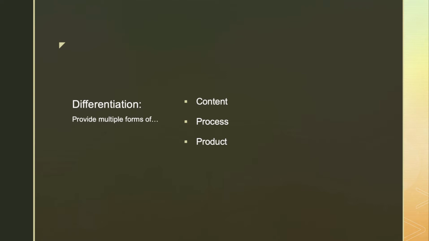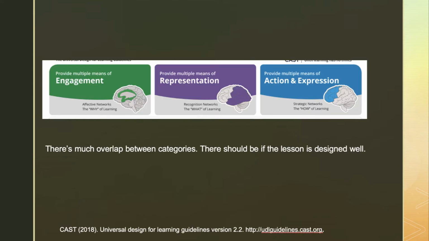In our differentiation module, we learned that a differentiated classroom provides multiple ways to provide the content of our instruction, multiple ways for students to engage in the learning process, and multiple ways to create learning products. If you look at CAST's UDL guidelines, we see those same elements.